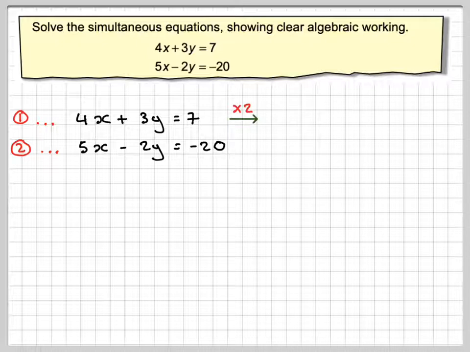So we're going to multiply the top one by 2. 2 times 4 gives you 8x. 2 times 3 is plus 6y. 2 times 7 is equal to 14. So don't forget to also multiply the last term.